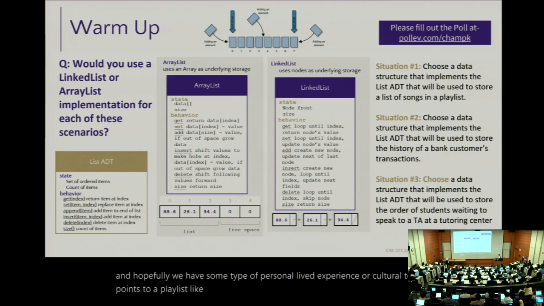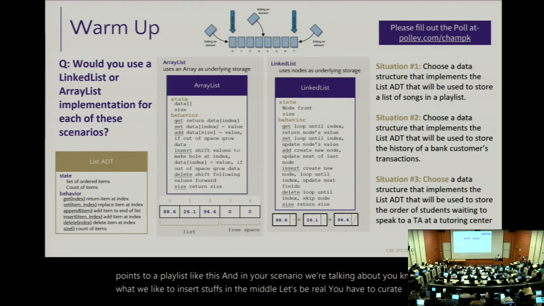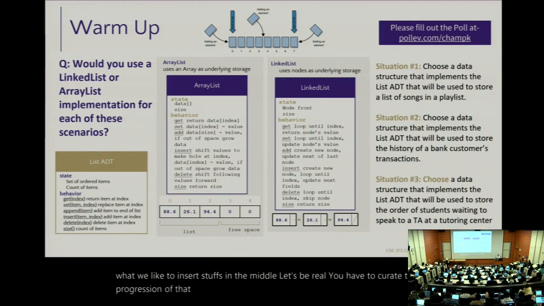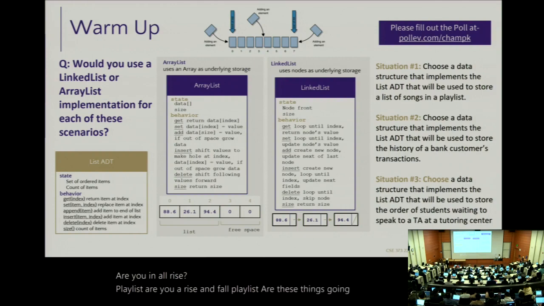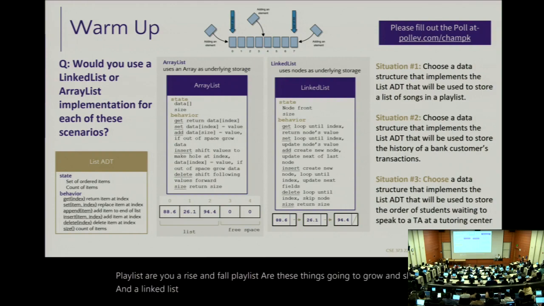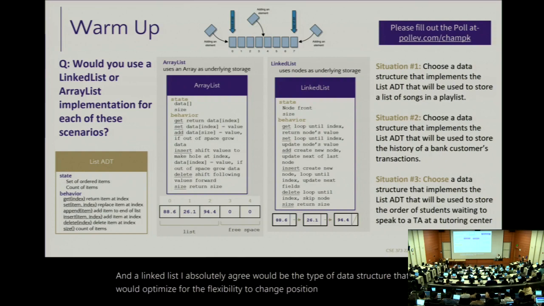And in your scenario, we like to insert things in the middle. Let's be real. You have to curate the progression of that playlist, right? You know people are going to judge. Are you an all-rise playlist? Are you a rise-and-fall playlist? Are these things going to grow and shrink? And a linked list, I absolutely agree, would be the type of data structure that would optimize for the flexibility to change position and change the overall size.